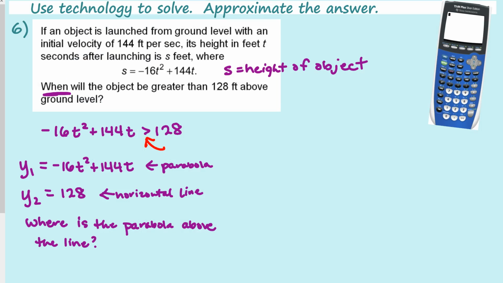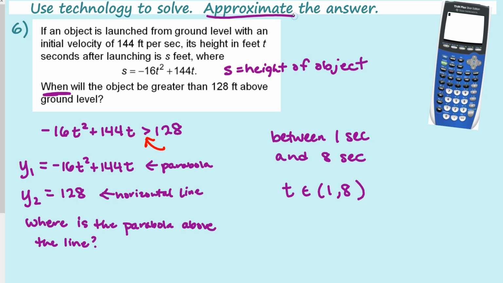So our conclusion would be that between 1 second and 8 seconds is when the object is greater than 128 feet above the ground. And so in an interval, I would have 1 to 8 like this. We didn't have to approximate this time, but for some problems you're not going to get nice numbers like 1 and 8, and you'll just have to round those numbers when you're using technology to solve. The technology is great, but it doesn't necessarily always give you an exact answer.